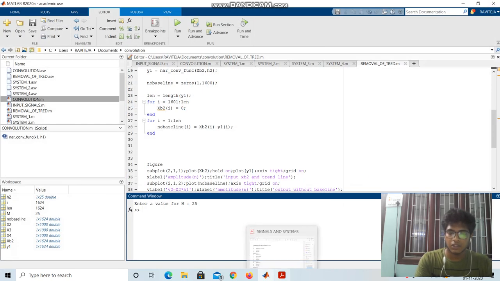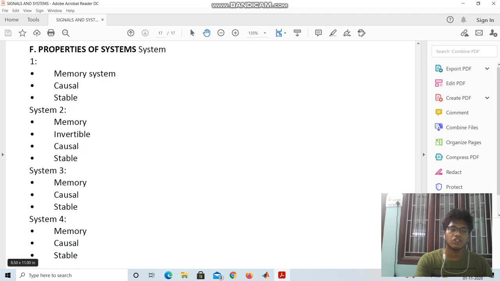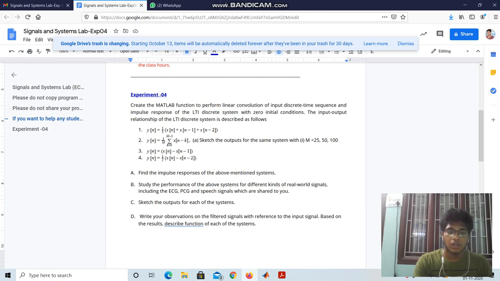And the next question is the properties of the systems. The first system is memory system, causal and stable. System 2 is memory, invertible, causal and stable. System 3 is memory, causal, stable. System 4 is memory, causal and stable. Going to the filters, if we observe the outputs of the first and second systems, we can see that the first and second systems are low pass filters and the third and fourth are high pass filters.